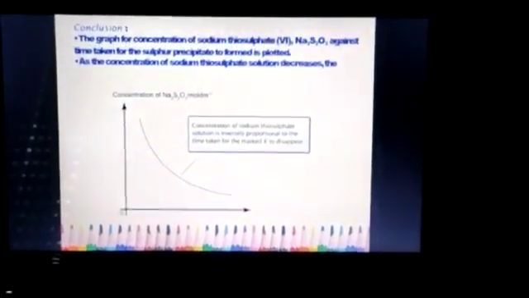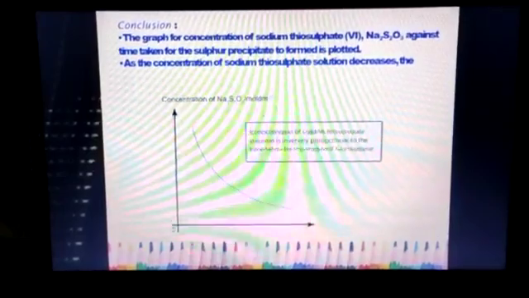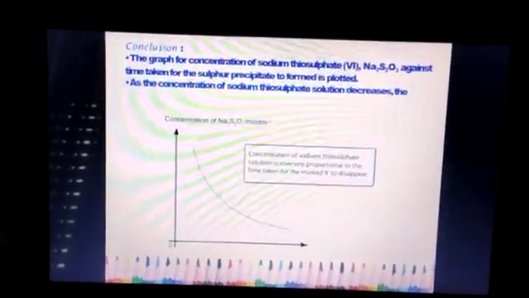the graph will go upside down, starting from the origin going over time.